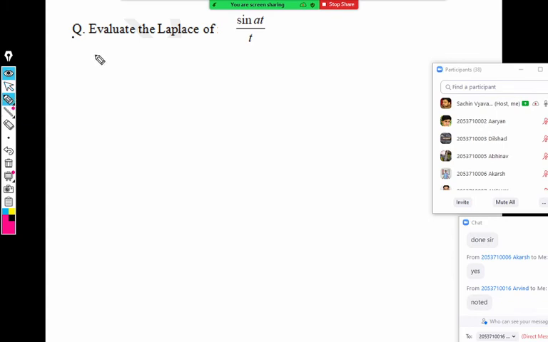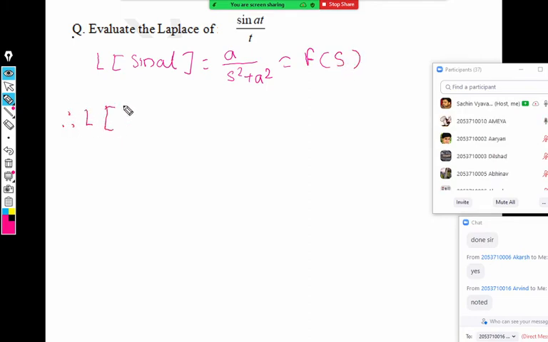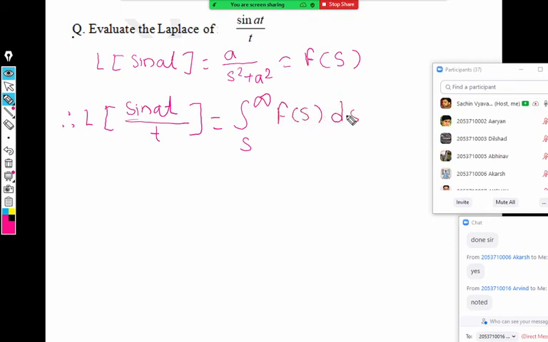So first we'll start with the Laplace of sin at. What is the Laplace of sin at? a upon s square plus a square. Correct. And this is our f(s). Now what is the division by t property? Integral from s to infinity f(s) ds. Very good. Laplace of sin at upon t, the division by t property says it's an integral from s to infinity f(s) ds.